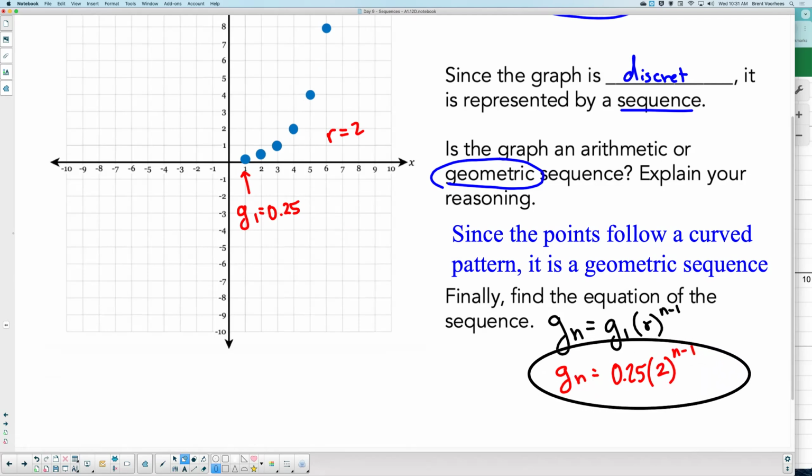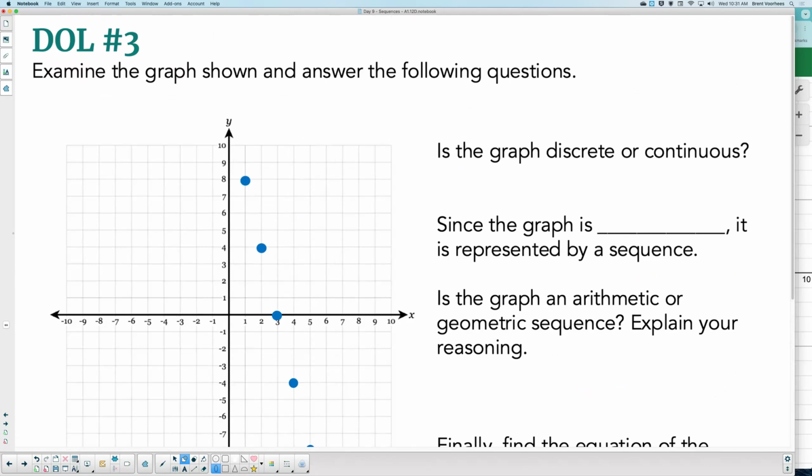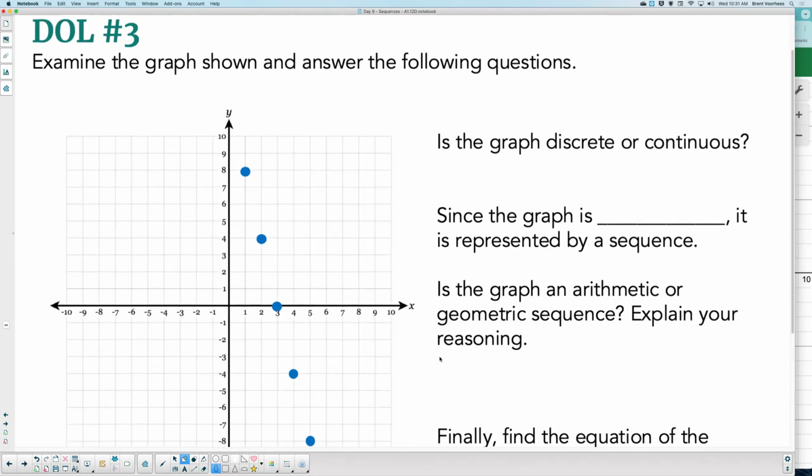All right, with that, you've seen it all. You have a DOL, and also you can look and you can see how it was tested on the STAR in the past. All right?